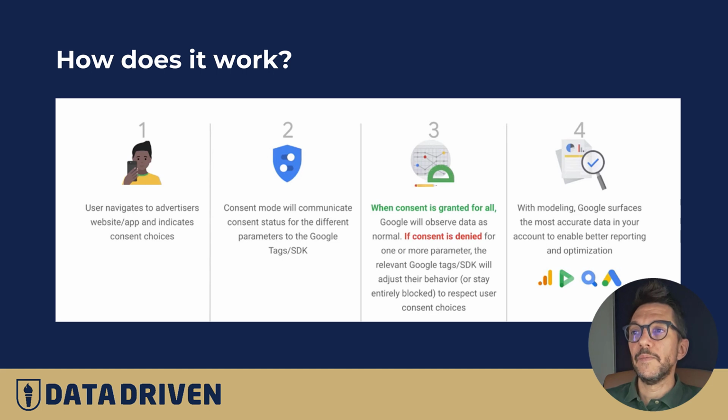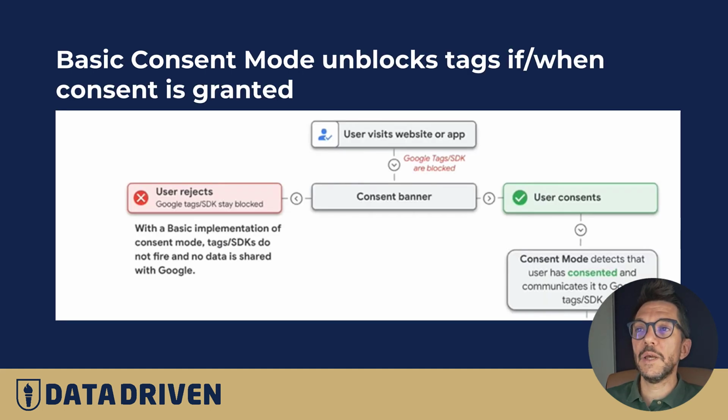How does it work? The user navigates to your website. Consent mode will communicate consent status, and if consent is granted for all, Google will observe data as normal. They say as normal, but they actually mean the way that they did observe so far. If consent is denied for one or more parameters, then Google will adjust how their tags work and basically what behavior they track and what they share across other Google platforms.